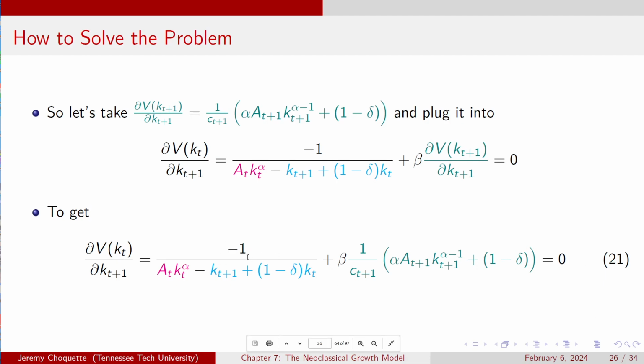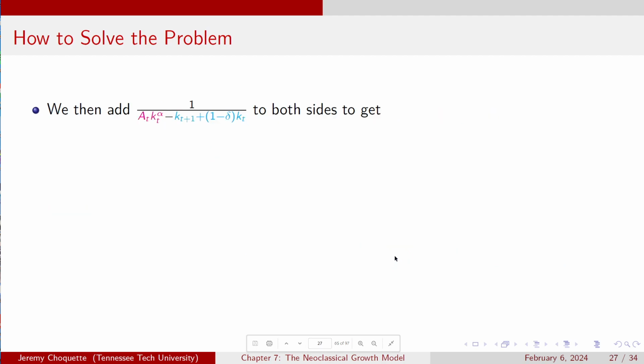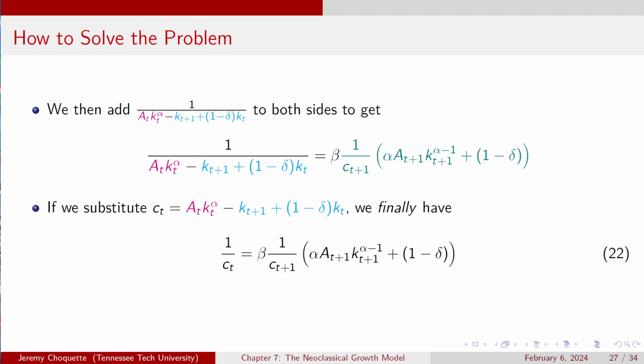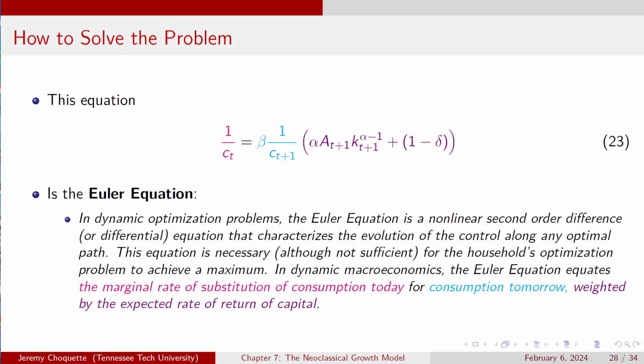So if I take this and add it to both sides, well, now I've got 1 over consumption equals beta times 1 over ct plus 1 times the marginal product of capital less depreciation. So if I sub c sub t back in, well, I get this really nice function. 1 over ct equals beta times 1 over ct plus 1 times the marginal product of capital less depreciation. This is my Euler equation.